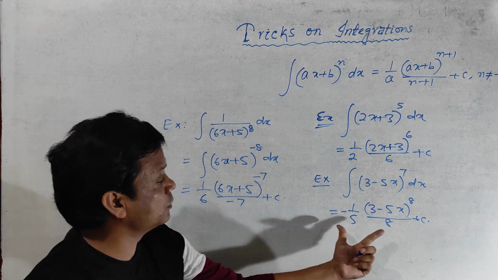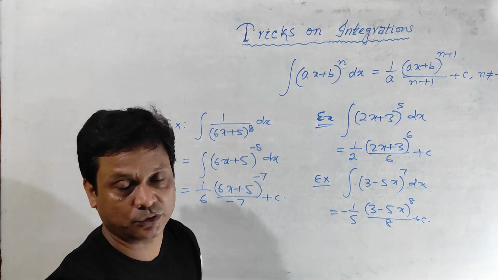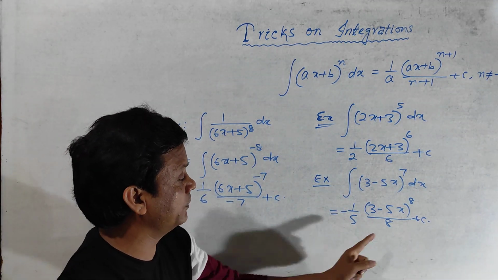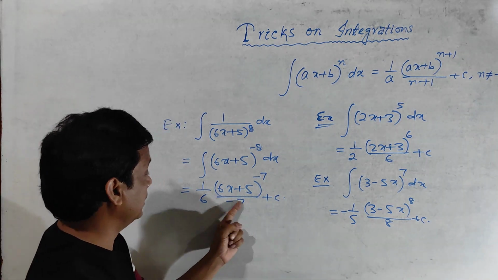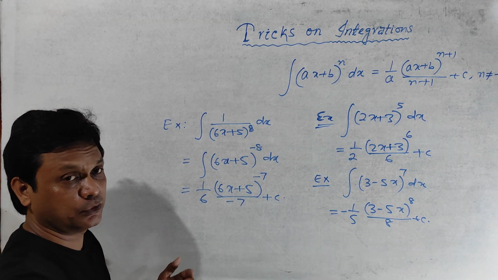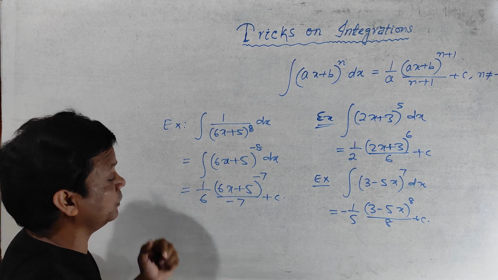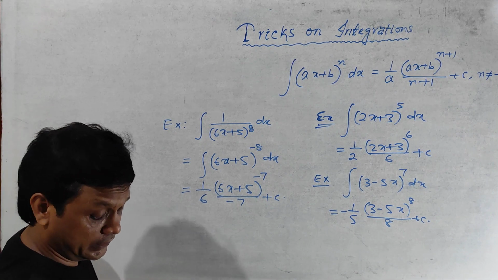Then multiply these two. Here also you should multiply these two. You should write 6 into 7, that is 42. And minus will come to this side. Okay.